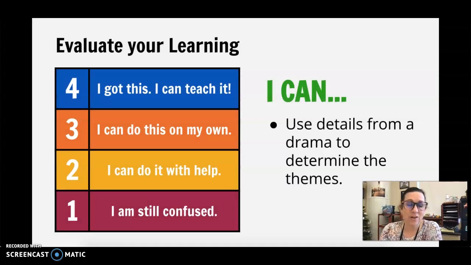All right, here's where you get to evaluate your learning. I can use details from a drama to determine the themes. Can you? Are you a 1, 2, 3, or 4? Please mark that up in the corner of your mentor text, and I will see you again tomorrow.